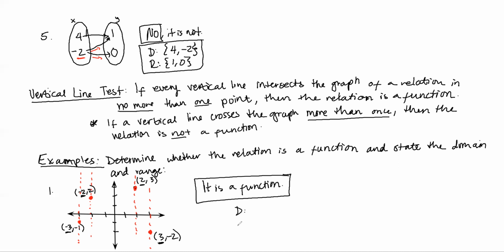All right, now the domain and range, and this one's nice because this is like we've already seen. For the domain and range here, we're just going to list out the x and y values. So the domain is going to be -3, -2, 2, and 3. And the range is the y values, so -1, 2, 3, and -2.